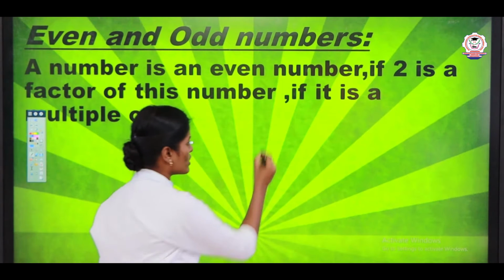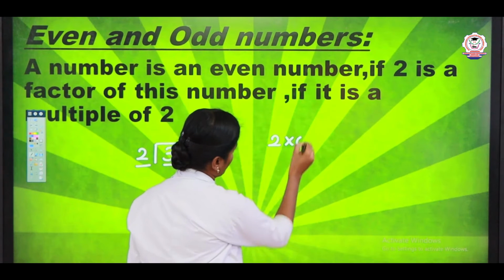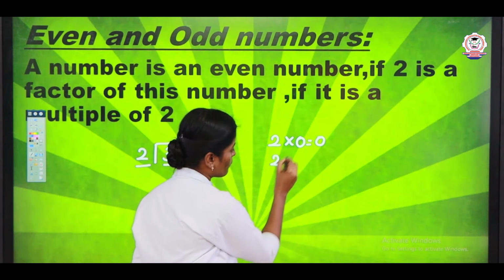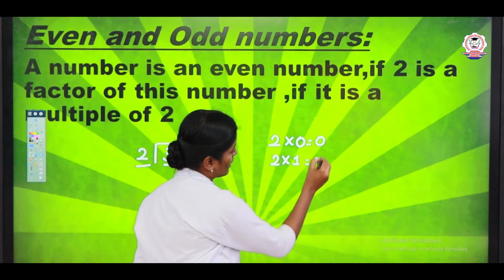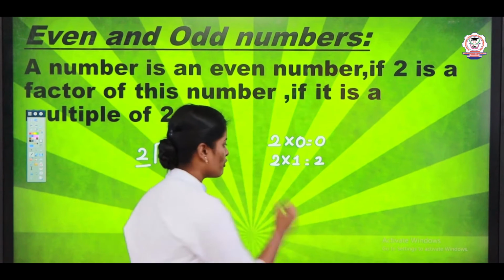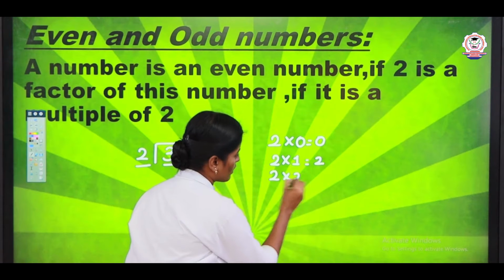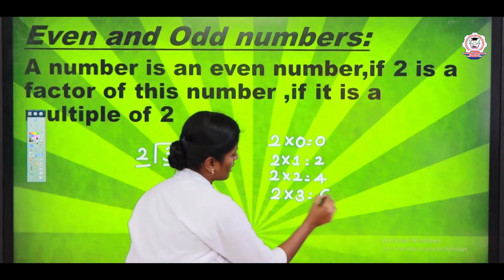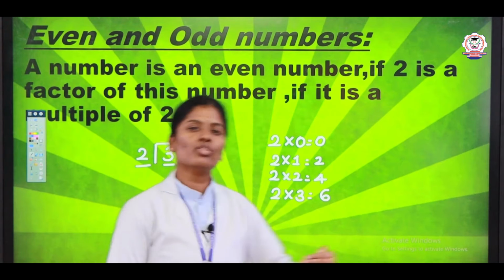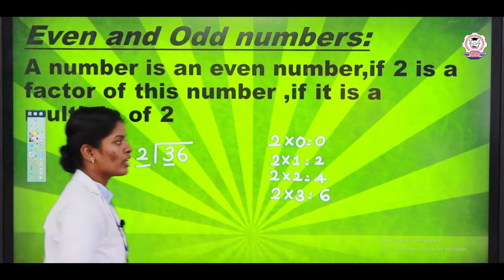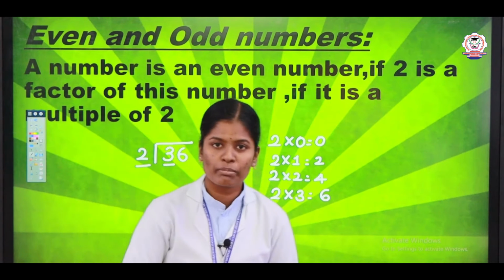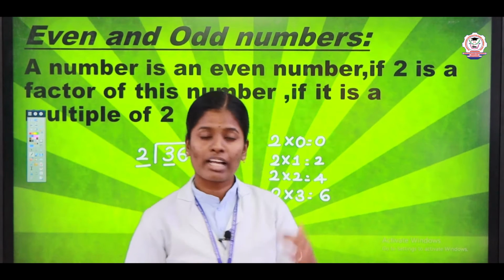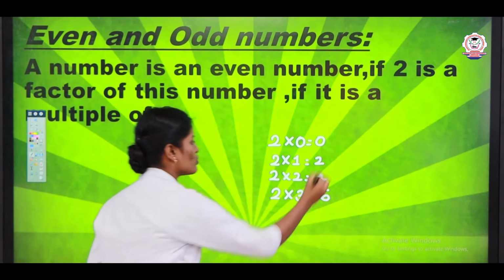Write the table. 2 zeros are 0, 2 ones are 2, 2 twos are 4, 2 threes are 6. Now we are going to check the 2 table for 3. No, 3 is not possible in the 2 table. We have 2 and then 4. Here we are going to take the smaller number, which is 2.